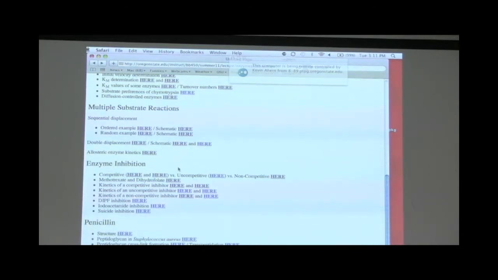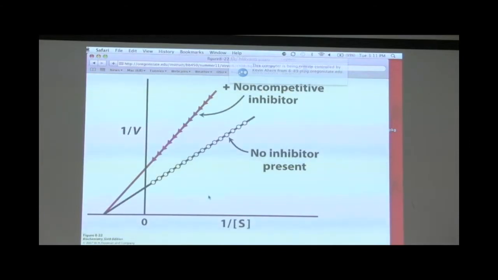What do you think? Vmax goes down. What's that? It goes above. And why does it go above? It's 1 over Vmax. So the reciprocal of a decrease is an increase, and so when we look at the Lineweaver-Burk plot for a non-competitive inhibitor, we see the non-competitive inhibitor line is above the line for the uninhibited reaction. Does that make sense?